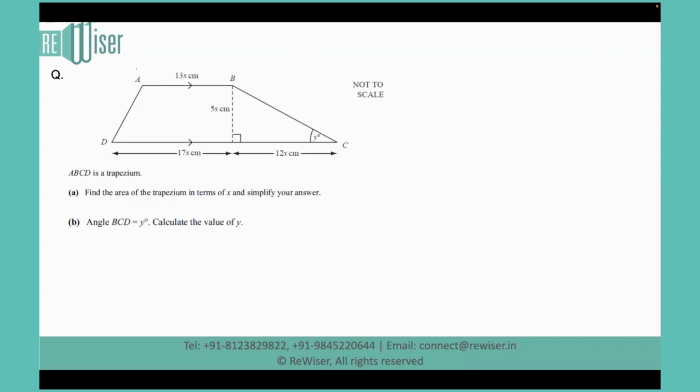length of AB is given as 13x, length of CD is given as 17x plus 12x, which we can write here as 17x plus 12x, and the total length of CD would become 29x, whereas the length of AB is 13x. We also know that the height of the trapezium is given as 5x.